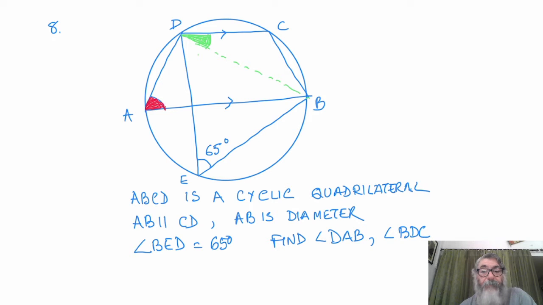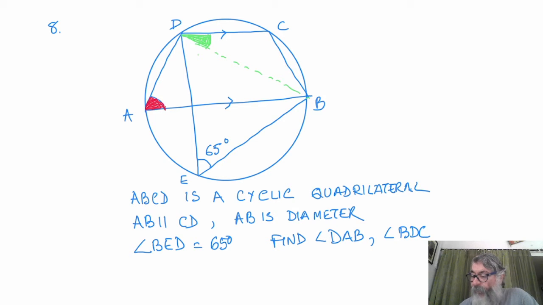AB is also diameter. That is one property also. So we will use the property of diameter. What is the property of diameter? Diameter divides the circle into two equal halves, and each half is a semicircle. An angle in a semicircle is a right angle. So we have to use that property also.